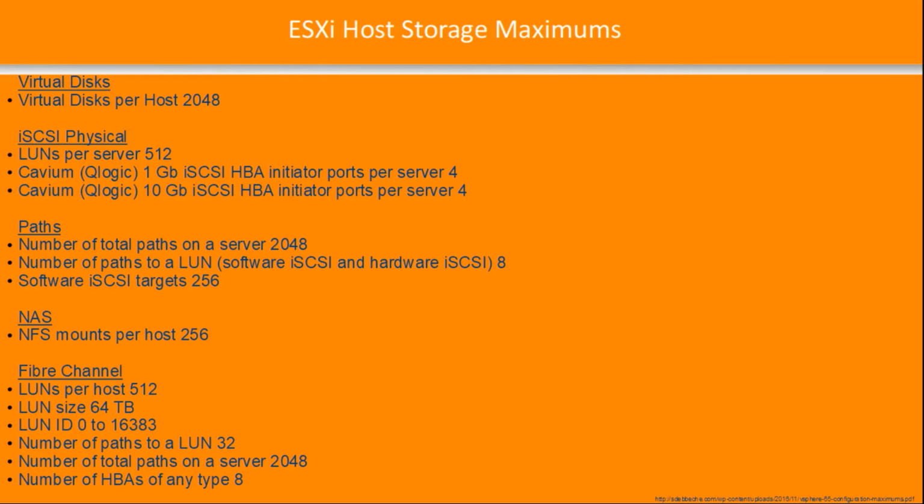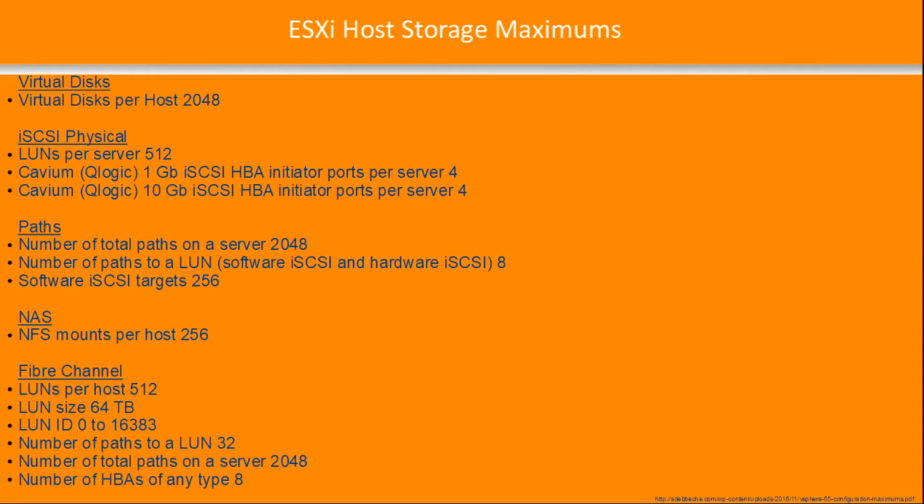Number of paths to a LUN, which applies to both software iSCSI and hardware, is 8, and software iSCSI targets is a maximum of 256. For network attached storage, NFS mounts supported is 256 per host. In terms of Fibre Channel, LUNs per host, 512. LUN sizes supported is 64 terabytes.